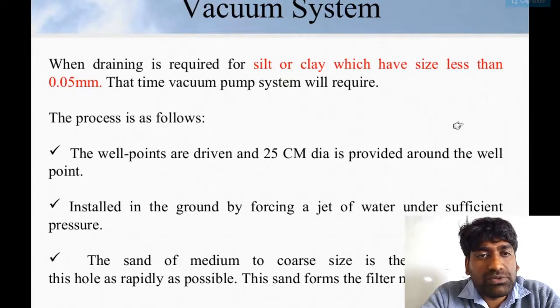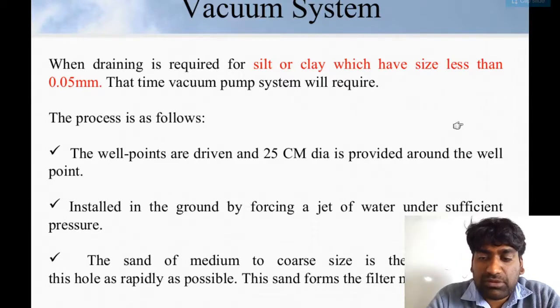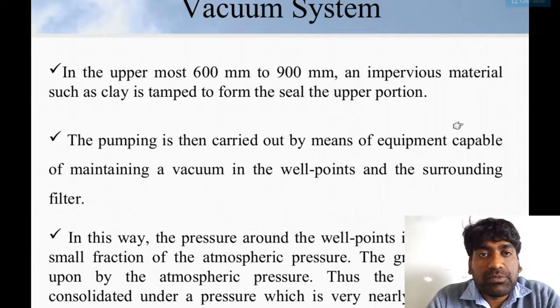The process is as follows: the well points are driven and a 25 centimeter diameter hole is provided around the well point, installed in the ground by forcing a jet of water under sufficient pressure. The sand of medium to coarse size is then forced into this hole as rapidly as possible. This sand forms the filter medium. In the uppermost 600 mm to 900 mm, an impervious material such as clay is stamped to form the seal. The pumping is then carried out by means of equipment capable of maintaining a vacuum in the well points and surrounding filter.